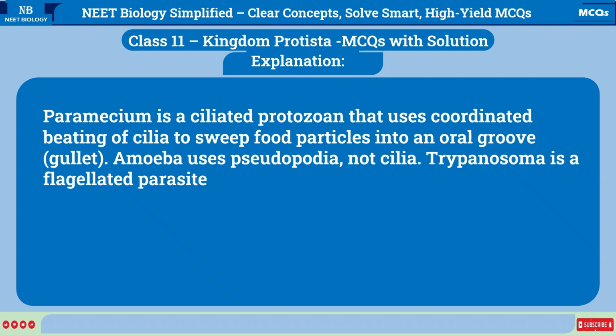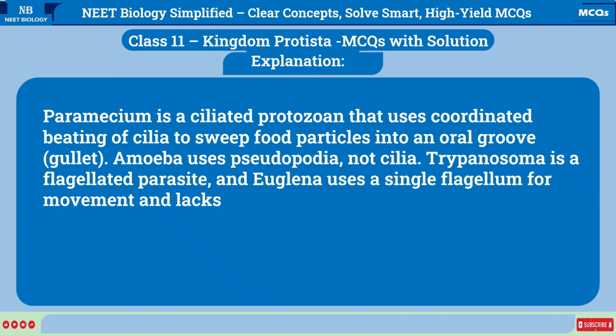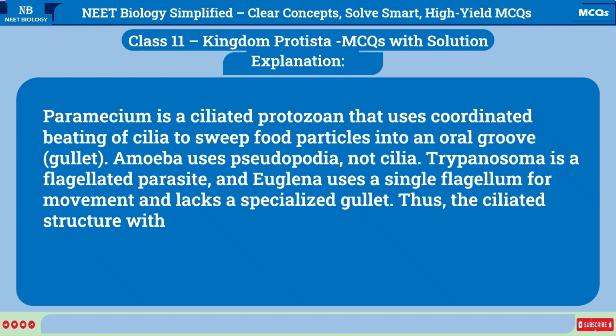Trypanosoma is a flagellated parasite, and Euglena uses a single flagellum for movement and lacks a specialized gullet. Thus, the ciliate structure with a gullet confirms the organism is Paramecium.